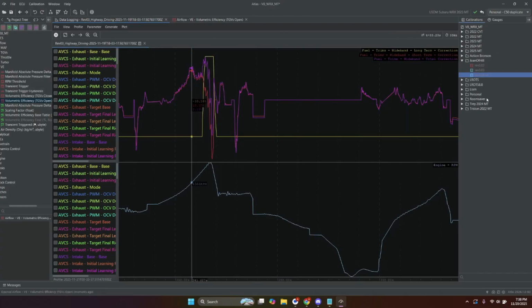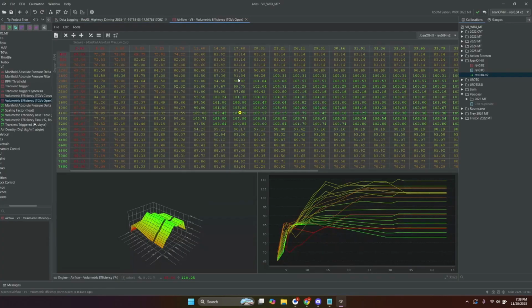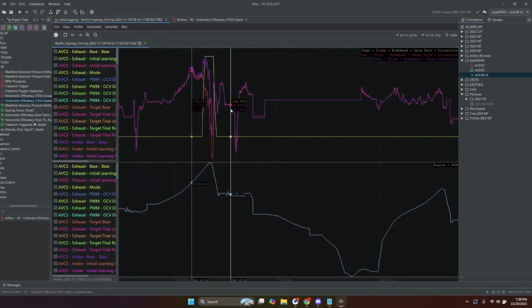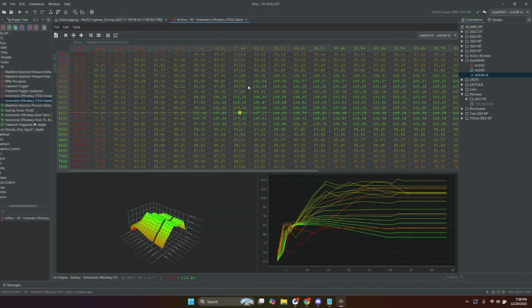Let me get onto the right calibration here, because I'm actually going to dial in this calibration on this video. So right here, we know it's perfect, right at this spot. Now, when I have this selected, there's the line, obviously, as you guys can see. Now that I go over to Airflow VE, it has a yellow dot where I have selected. So I know for a fact at 4,400 RPM, 17.4 MAP, we're on the money. We're looking so good. I do not want to change that.